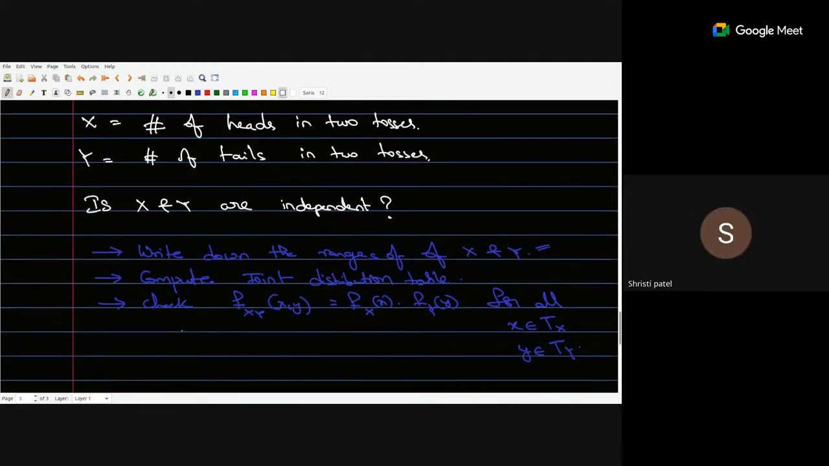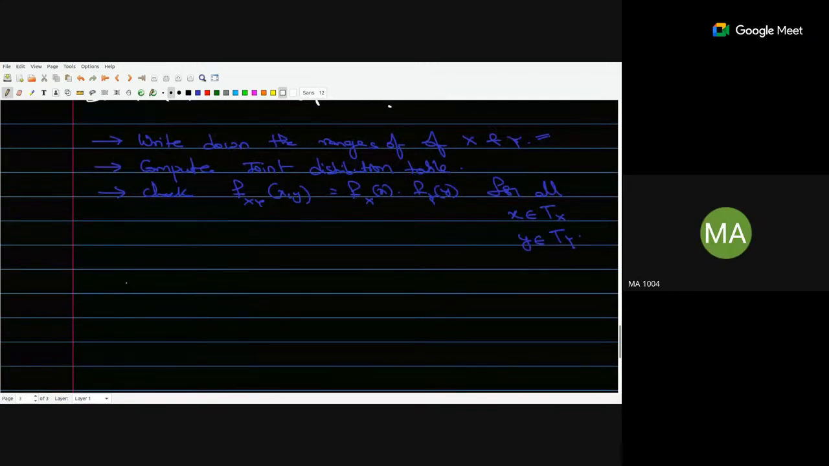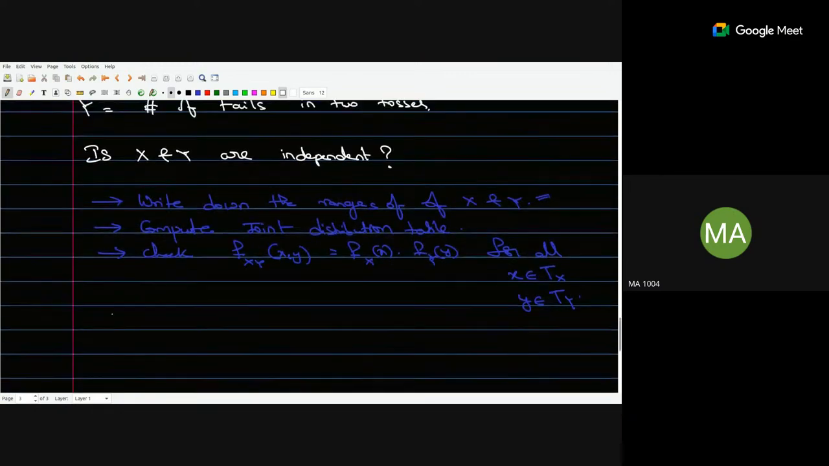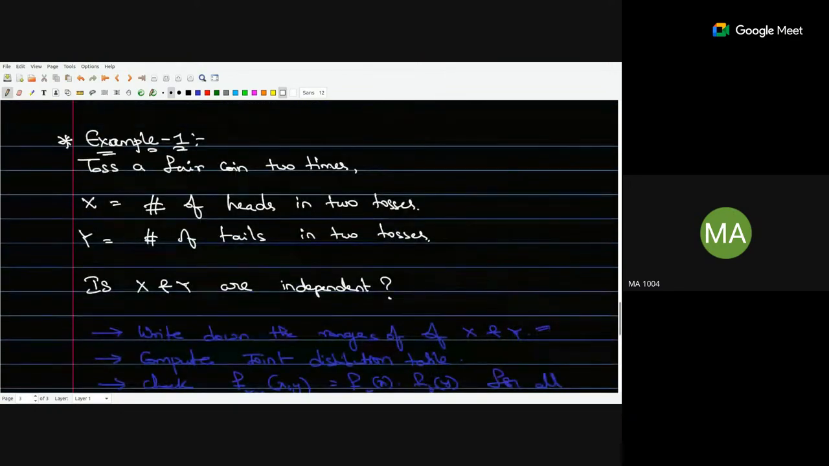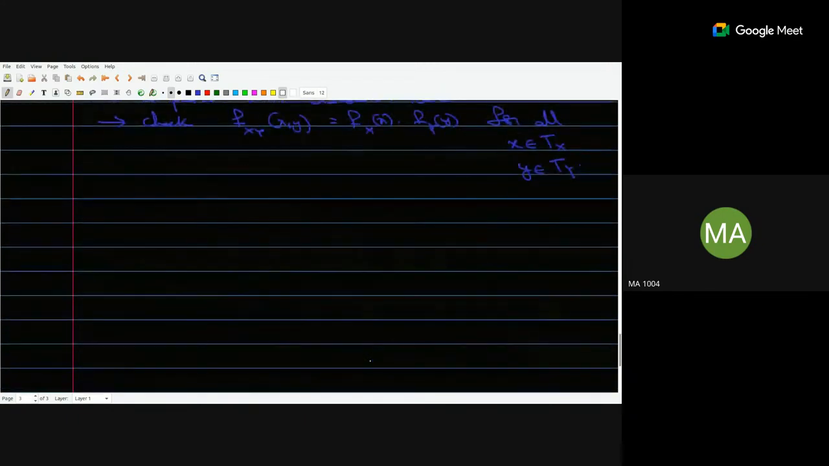Yes, dependent. So let us quickly write it down for the people who have tried and failed. The first step is to write down the ranges of x and y. As I said, we have tossed the coin 2 times, and x represents the number of heads. So what are the possibilities for the number of heads in 2 tosses? T_X can be 0, 1 or 2, and T_Y is the same for y: 0, 1, 2.